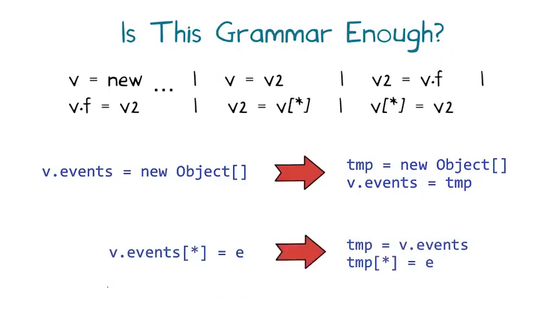Here's a second example statement. It performs a read of the events field of the elevator object, and then it assigns the contents of E to some cell in the object array that v.events points to. We can again break this statement up into 2 separate statements of the forms shown above. First, we have a field read operation assigning the contents of v.events to the pointer variable temp. So temp now points to an array of pointers to objects. Then we assign the contents of E to a non-deterministically chosen element of this array. We have now broken the compound statement into 2 simple statements of the form specified in our grammar.